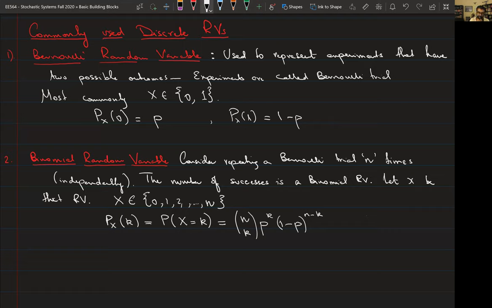Okay, and this of course holds for values of k which are from 0, 1, all the way up to n. And for values of k which do not belong to this set, the PMF is not defined, or you could rather say the PMF is 0 at all other places. Okay, it takes on this functional form here, and outside of this interval, the PMF is going to be 0.